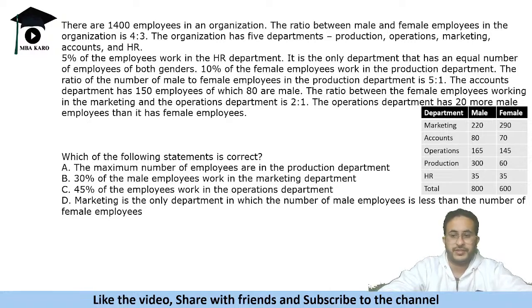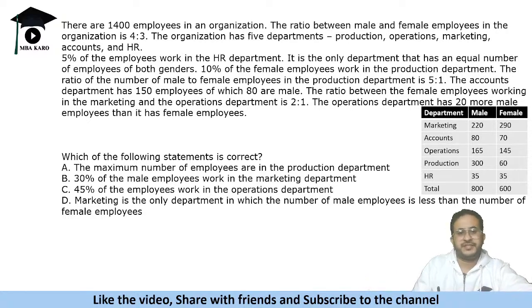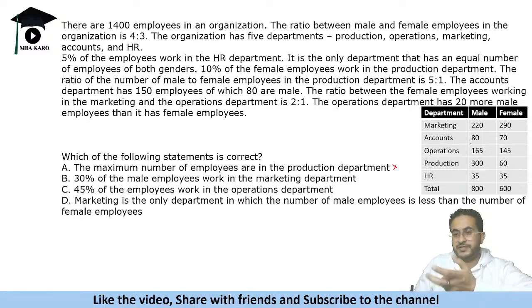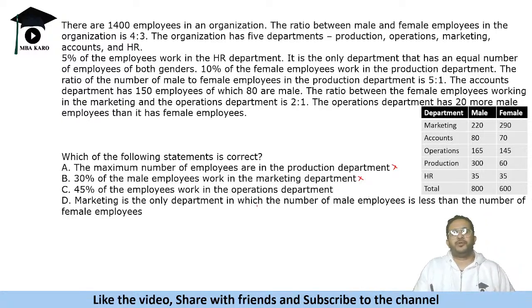So which of these is correct, right? So let's read the statements. It says that the maximum number of employees are in the production department. Okay, so production has 360, that is not the maximum. 30% of the male employees work in the marketing department. We just calculated, it was not 30, it was 27.5. 45% of the employees work in the operations department. Okay, again that is incorrect. It is 310, which is less than 45.